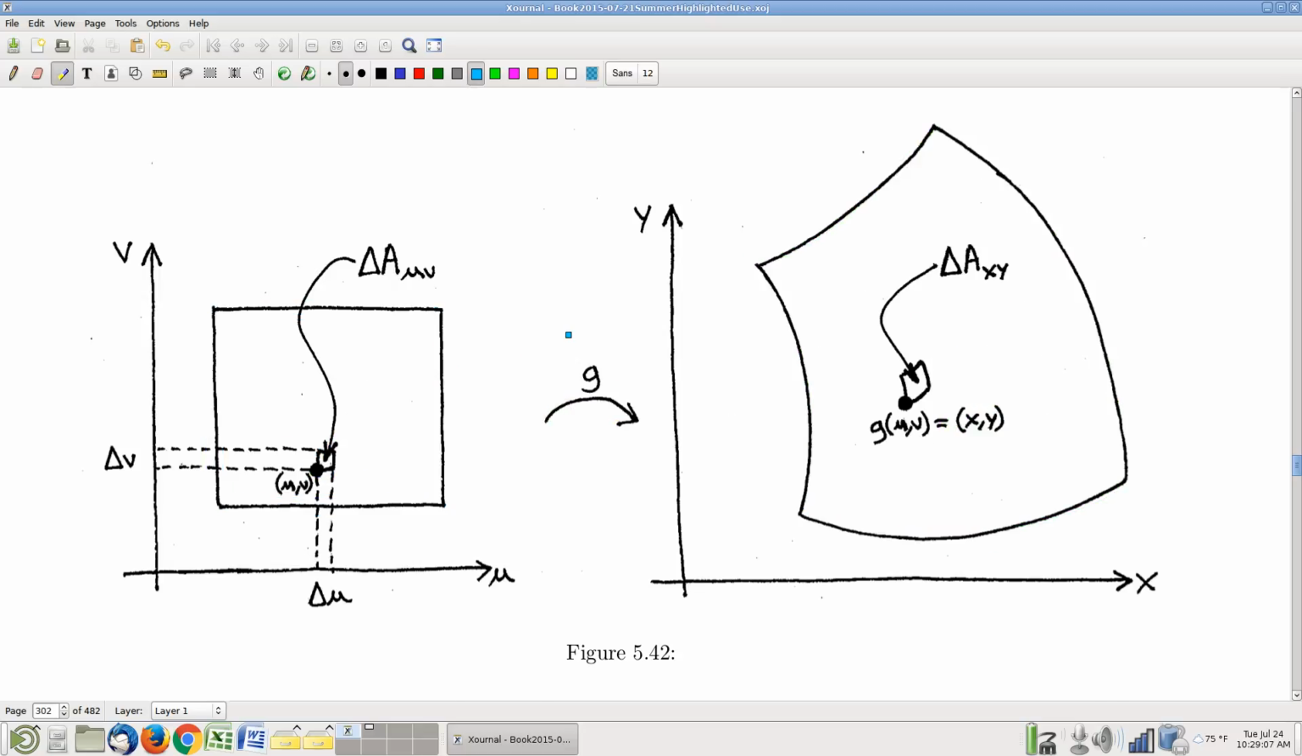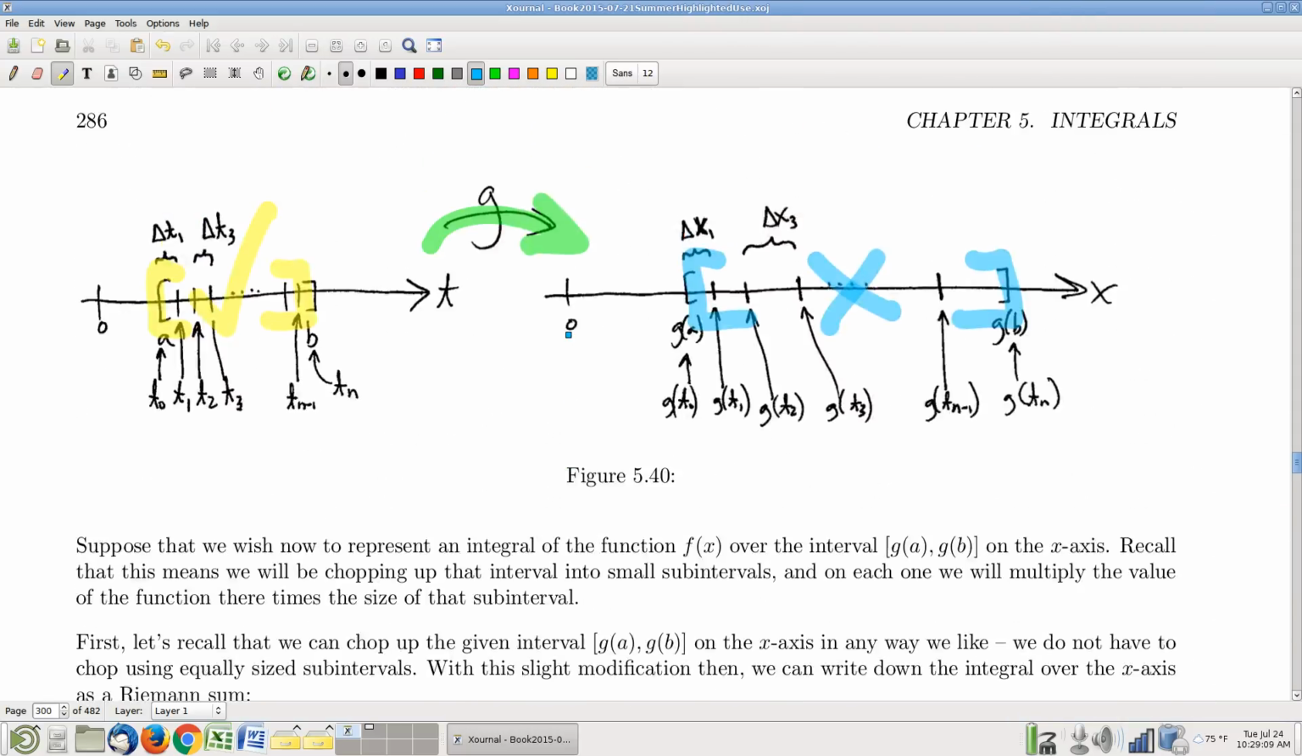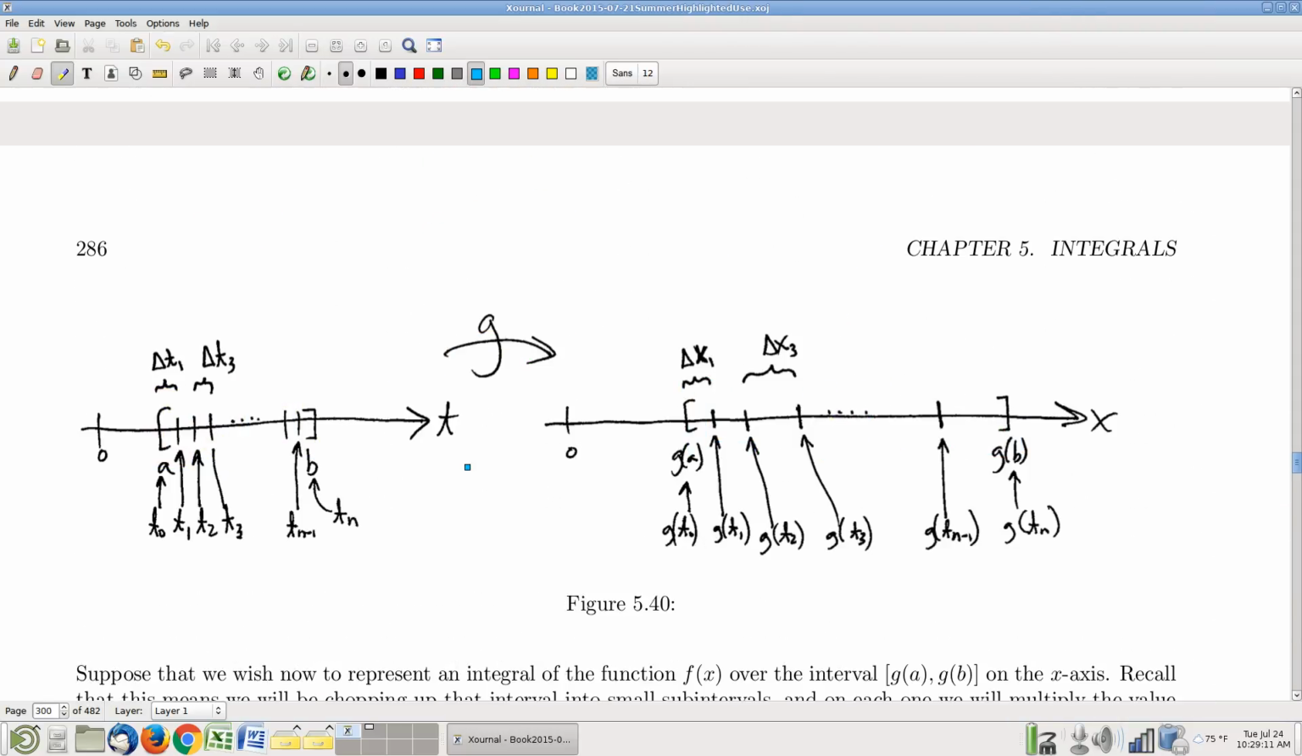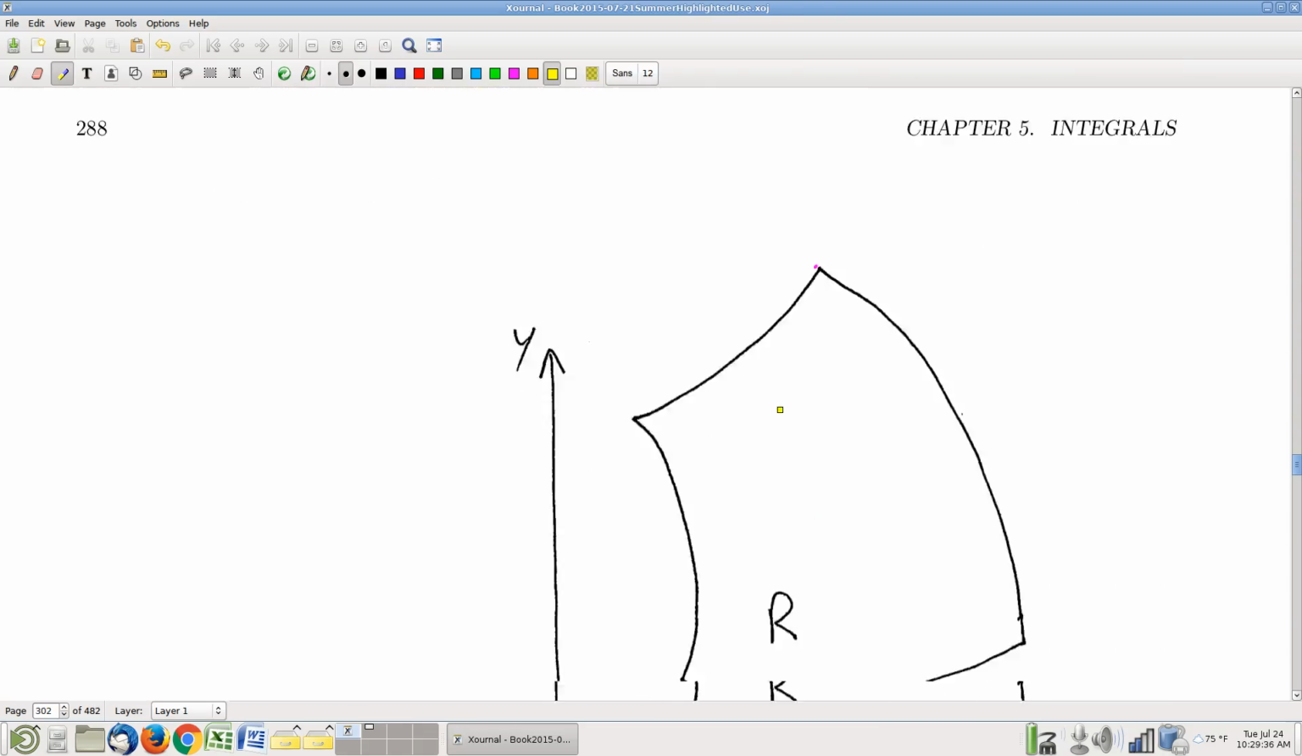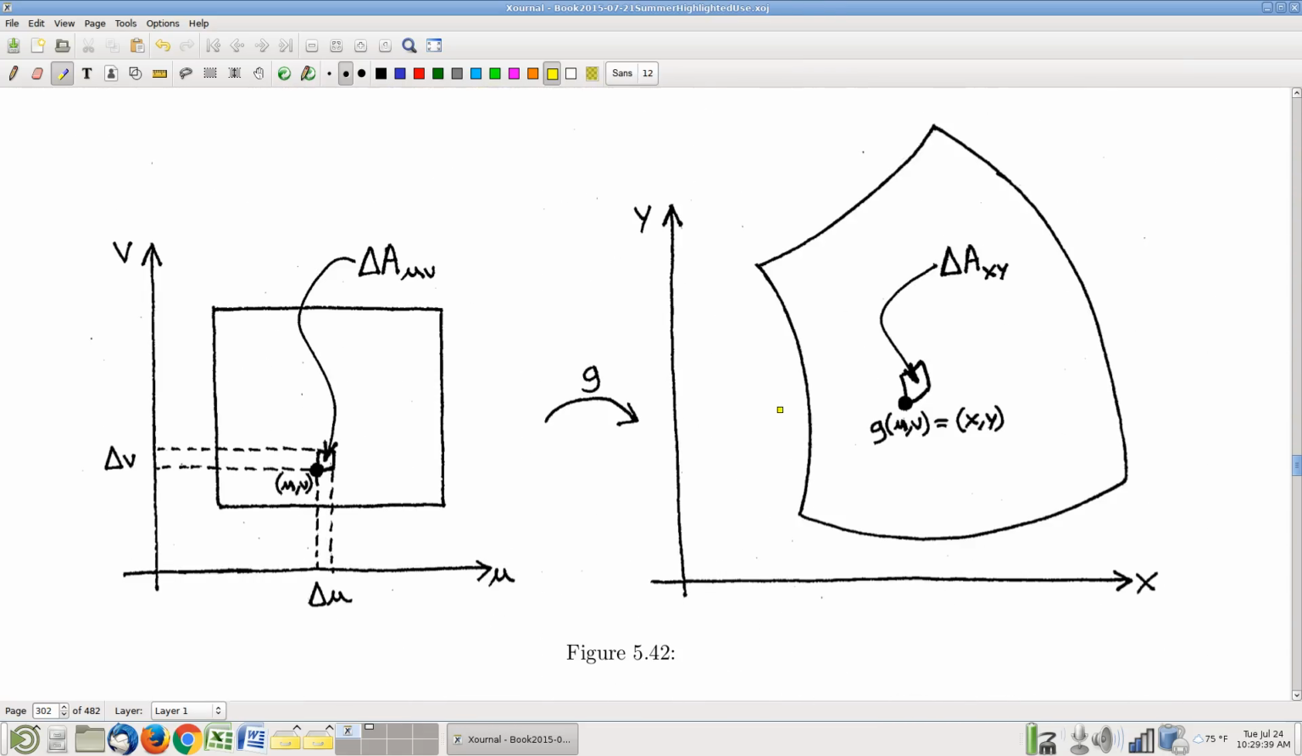Here, the main thing I need to do is figure out what is the analog of this observation, that a little piece of the t-axis gets stretched out to become a little piece of the x-axis. And I wrote down a formula for how much I have to stretch out the little piece of the t-axis to get the size of the little piece of the x-axis. So how much does this function g stretch things out? So I need to figure out what is my stretching factor in this case.